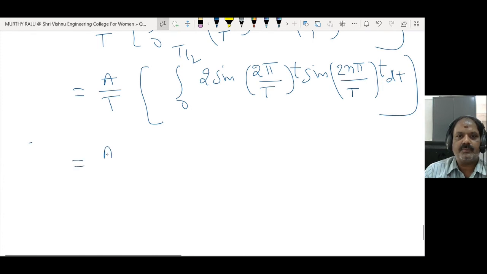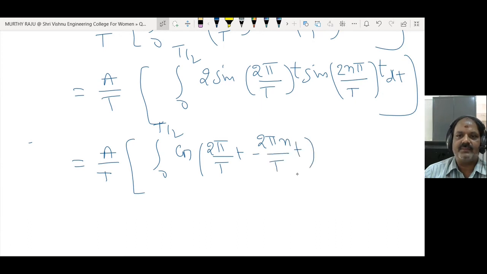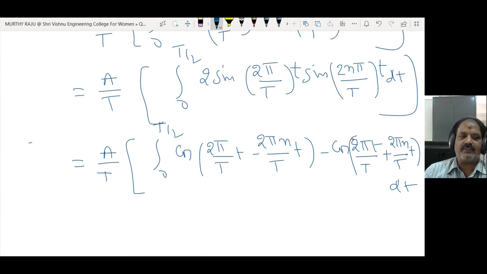That is equal to A by T, integral 0 to T by 2, cos of 2 pi by T t minus 2 pi n by T t, that is cos A minus B, minus cos A plus B, which is 2 pi t by T plus 2 pi n t by T. 2 sine A sine B is cos A minus B minus cos A plus B. Cos A minus B is cos A cos B plus sine A sine B, minus cos A plus B, which is cos A cos B minus sine A sine B. Minus plus, that is cancelled. That is finally 2 sine A sine B.